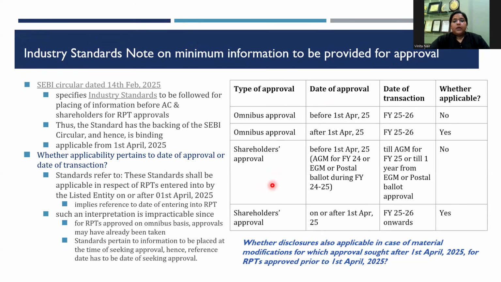Now, what happens in case the transactions were already approved prior to 1st April, but are being modified, or we are taking them for ratification, or for renewal? So if there is any kind of modification or a fresh approval being taken from the audit committee or the shareholders, in that case, because the approval is being taken after 1st April, the disclosure requirements as per the ISN will become applicable.